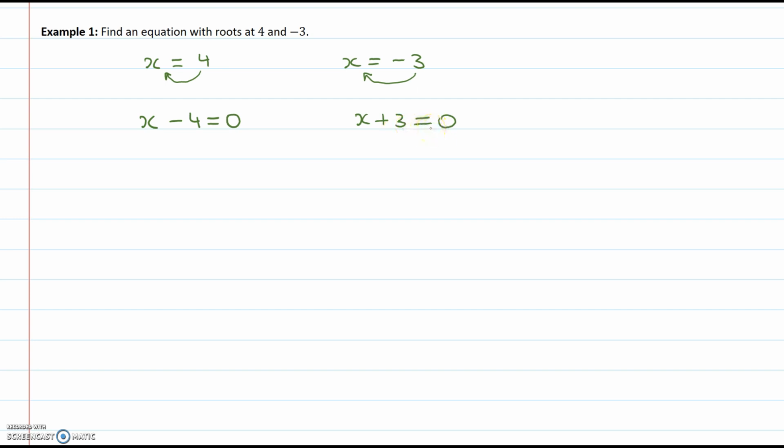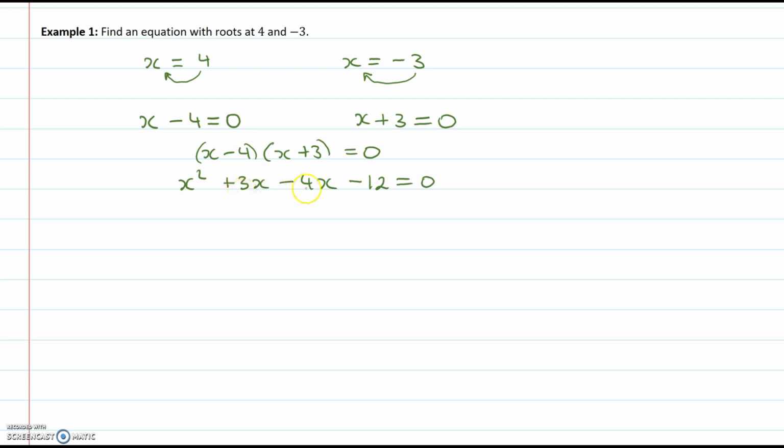Okay. The third step is to take these two equations and multiply them together. So that's going to be x minus 4 times x plus 3 equals 0. And then use FOIL. So x by x is x squared, x by plus 3 is plus 3x, minus 4 by x is minus 4x, and minus 4 by plus 3 is minus 12 equals 0. If you use FOIL, that's what you'll come up with.